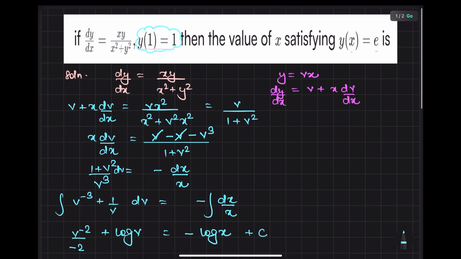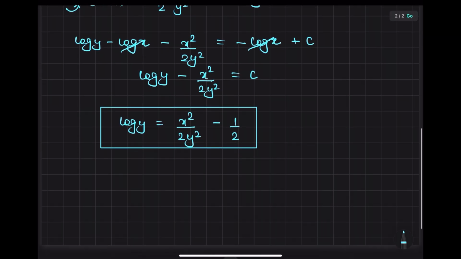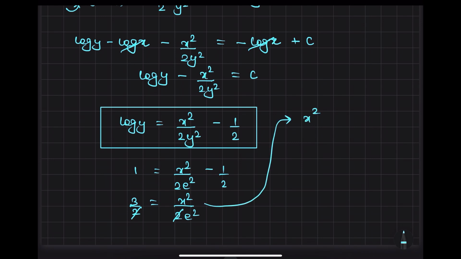Now we have to find what? We have to find x for which y will become e. So in place of y we will be writing e. Okay, so ln e is 1, which is equal to x square by 2e square minus 1 by 2. So this 1 by 2 will be sent to this side, so it will become 3 by 2. So 3 by 2 is x square by 2e square. This thing is gone. So x square will become 3 times e square. So who is x? x will become root 3 times e, plus or minus.